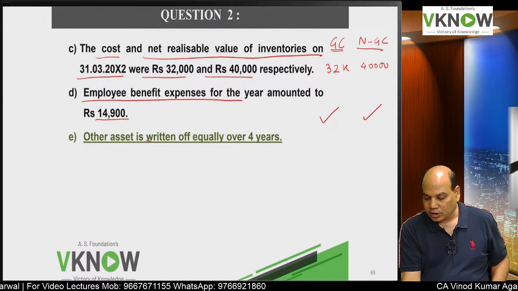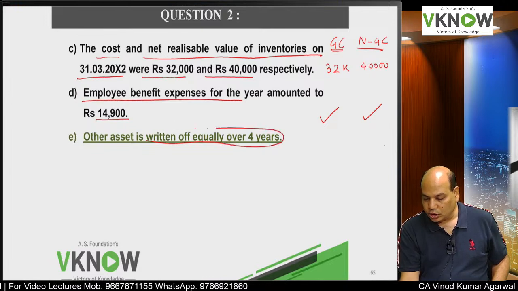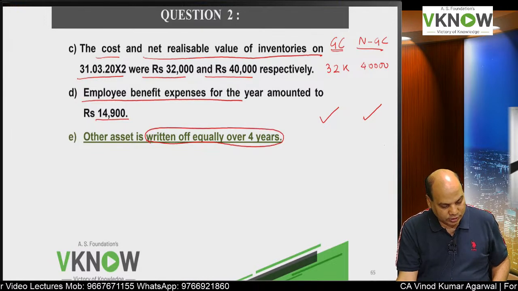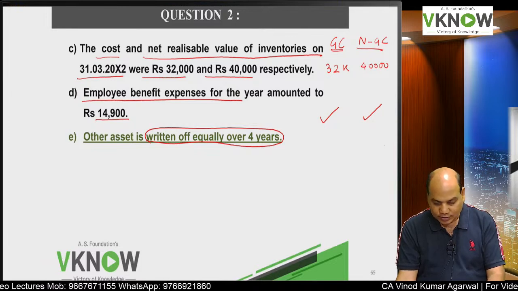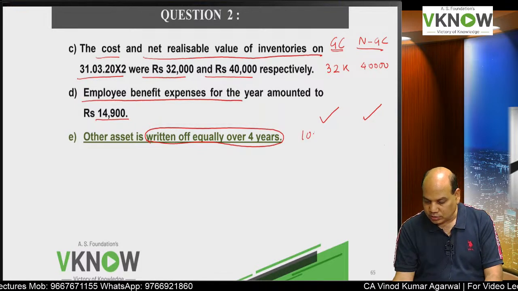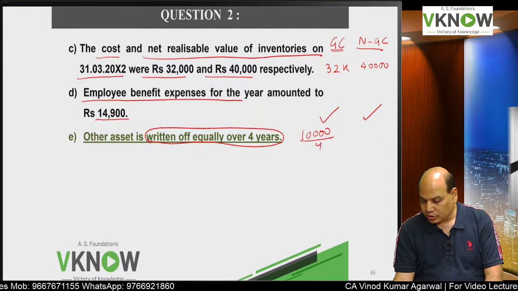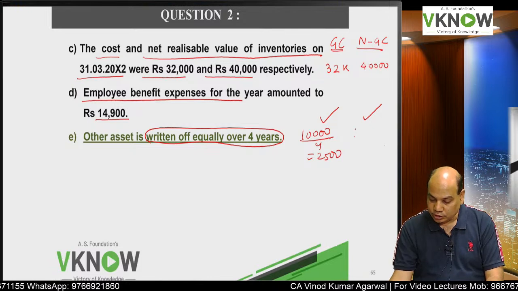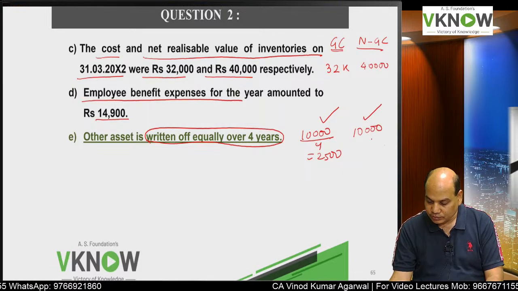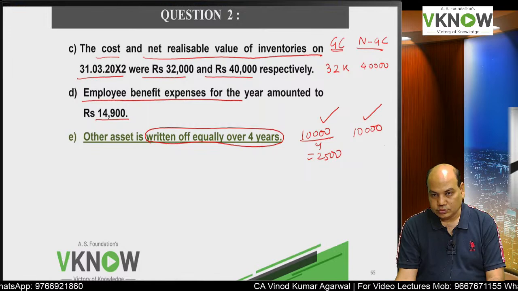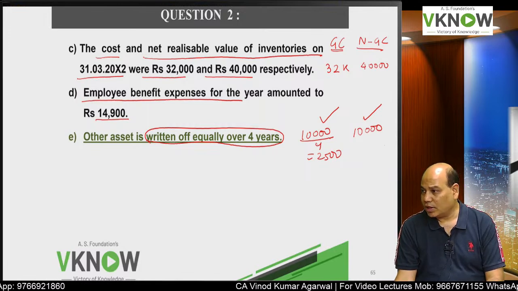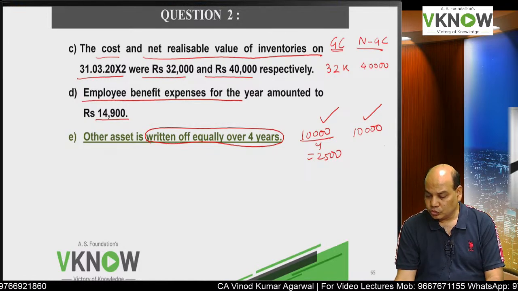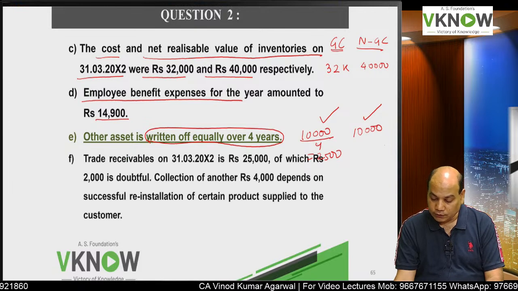Other asset is written off equally over 4 years. Where is other asset? Asset side 10,000. If it is going concern, 10,000 divided by 4. But if it is not going concern, we'll write it off because nothing is given. We will write it off because there is no realizable value of this. So we'll write it off fully if it is not going concern entity.